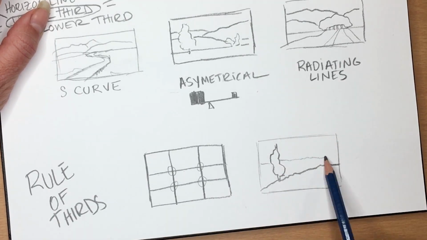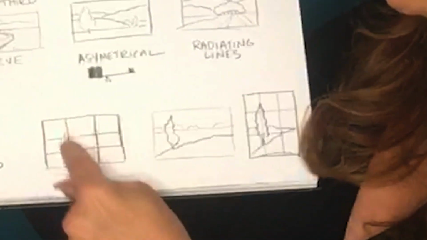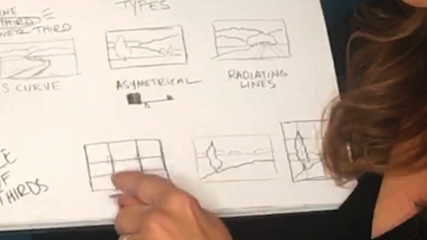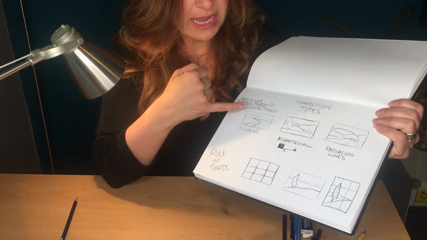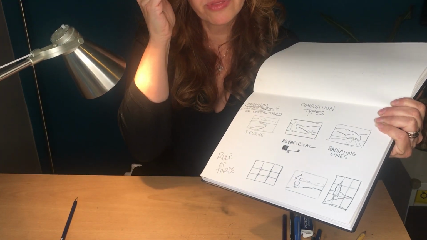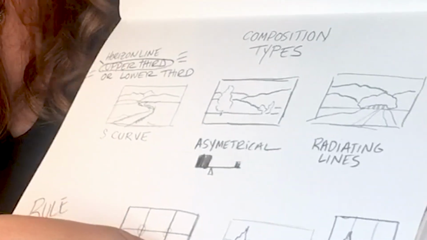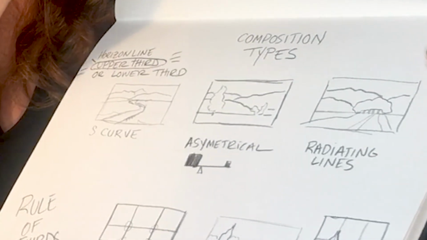The rule of thirds. You divide it in 3s. Any place where those lines intersect, that's going to be a point of interest. When you're dividing up your composition, it's really good to have your horizon line either in the upper third or the lower third of your picture. You don't want to put your horizon line smack dab in the middle of your drawing.